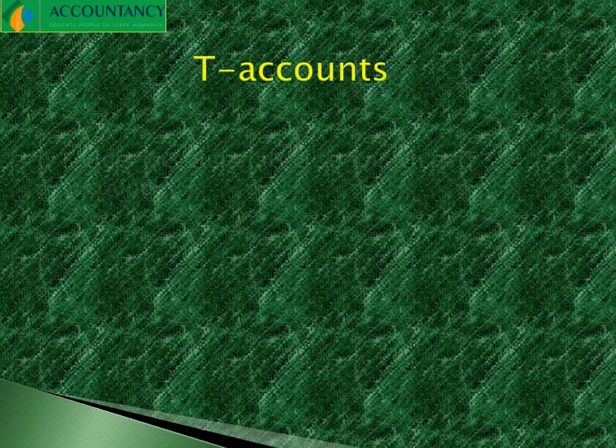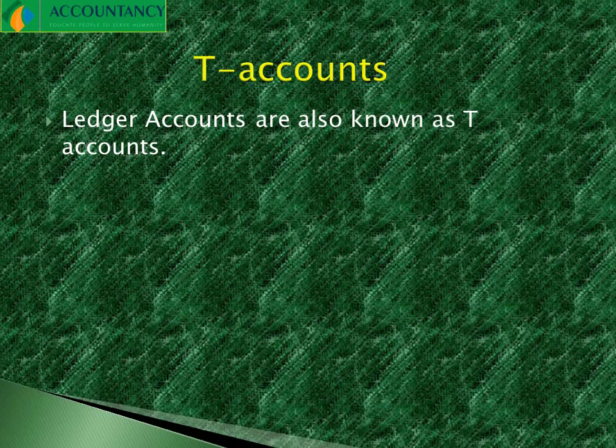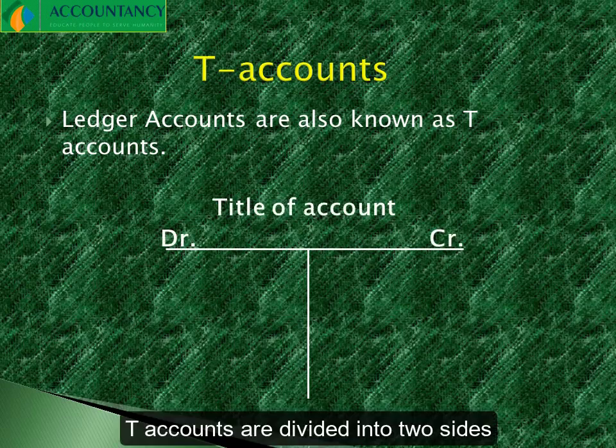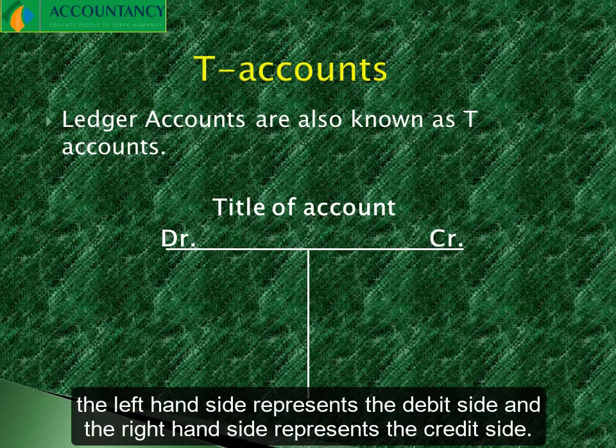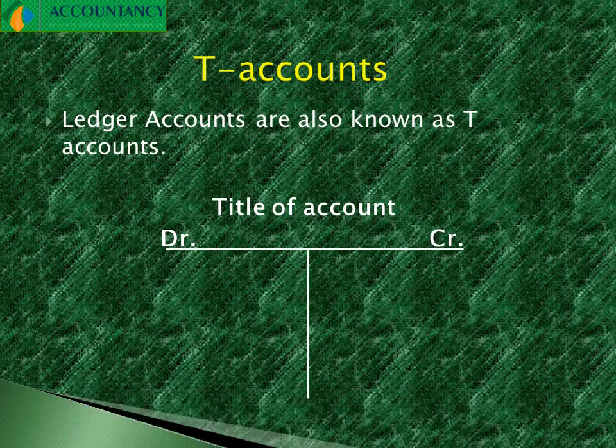T accounts. Ledger accounts are also known as T accounts. T accounts are divided into two sides. The left hand side represents the debit side and the right hand side represents the credit side.